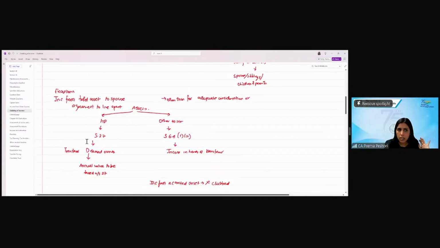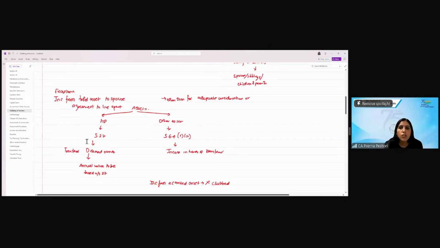Clear? Now, let's say, for example, income from the asset is transferred. So if an asset is transferred and from that there is an income which is getting generated to the spouse, and there is a divorce which has happened between the two, in that particular case, clubbing will not be applicable. So income from the transferred asset to the spouse under the agreement to live apart, in that particular case, the clubbing provision will not get attracted.